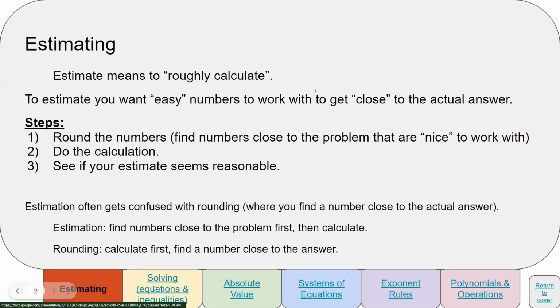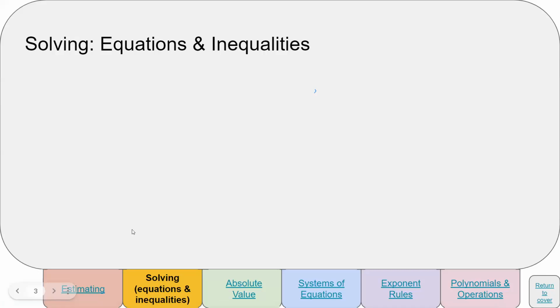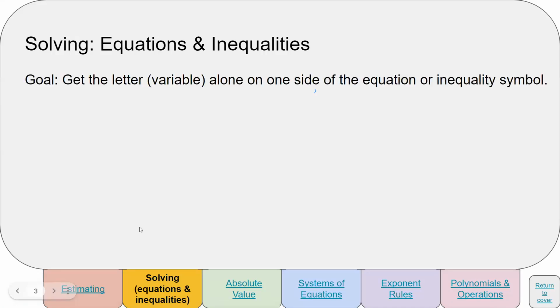All right, so then solving equations and inequalities. Whenever you're solving an equation or an inequality, they work the same way. There's an extra rule with the inequalities, but we'll get to that at the end. Your whole goal is to get the letter or the variable alone on one side of the equation or the inequality symbol. You want the letter on one side, and the value that it's worth on the other side.